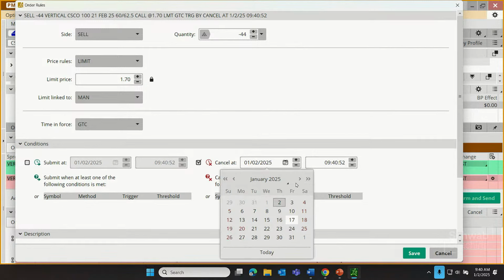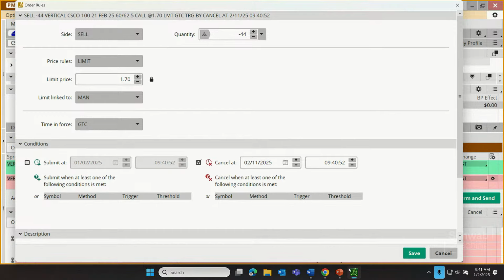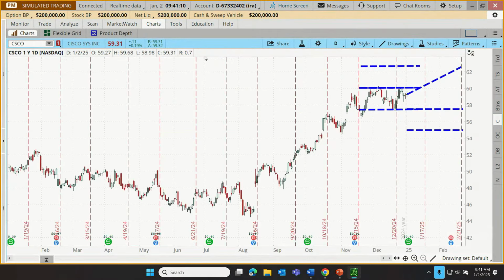Earnings was on the 12th. So let's push this out to February. I believe it was on the 12th. Wasn't that right? I better just double check. Hold on a second. Yep, it was February 12th.